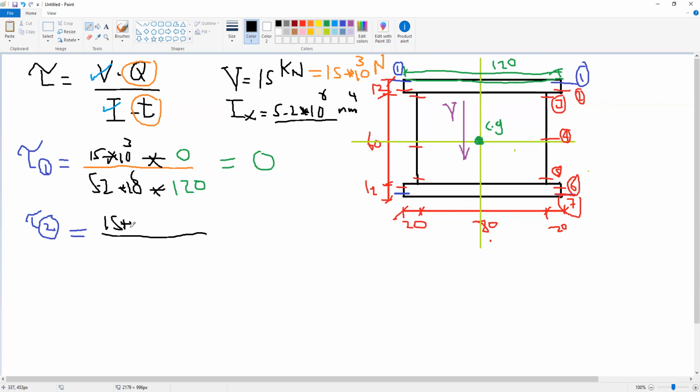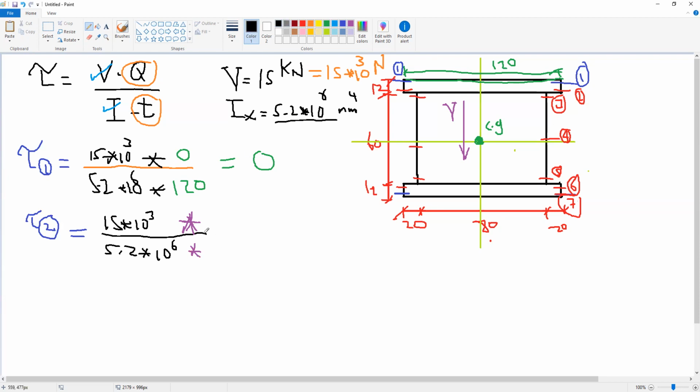15.15 times 10 to the power 3. V is constant, and the inertia for this section is 5.2 times 10 to the power 6. So V and I are constant for the whole section. Times the thickness and times the Q, the moment of area.